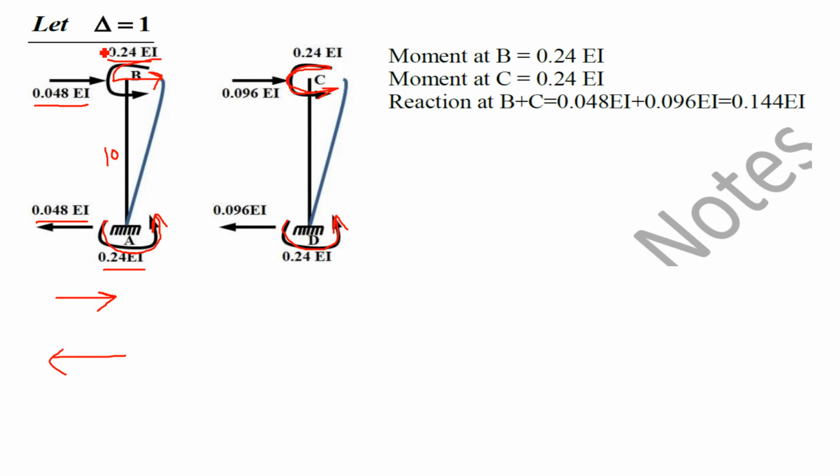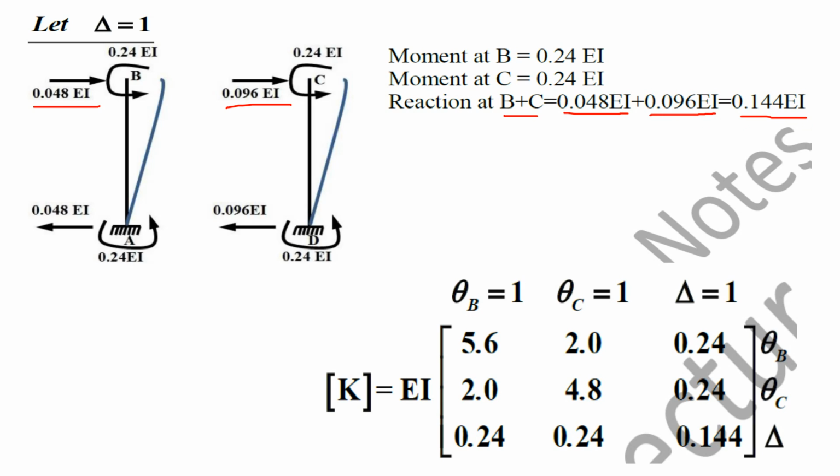So like this, what is the moment at B? 0.24 EI anti-clockwise. What is the moment at C? 0.24 EI anti-clockwise. And a horizontal reaction. Since there is a horizontal reaction at both joint B and joint C, we have to add both the horizontal reactions. So it is B plus C, 0.048 EI plus 0.096 EI. The answer is 0.144 EI.